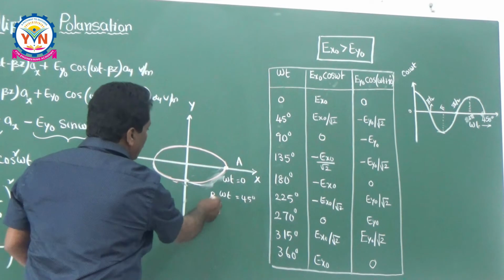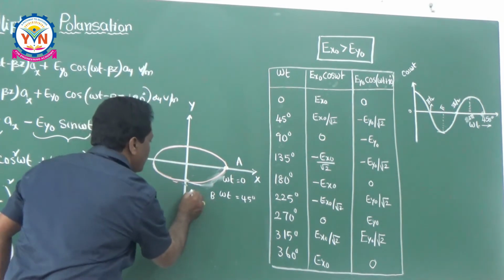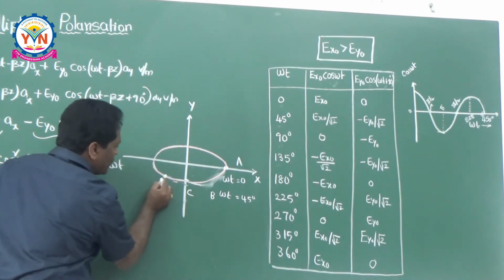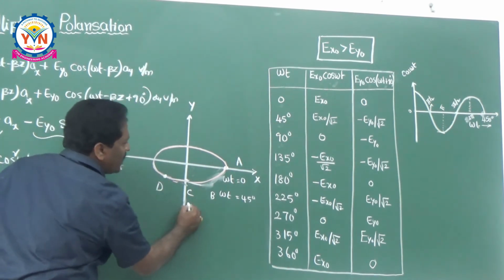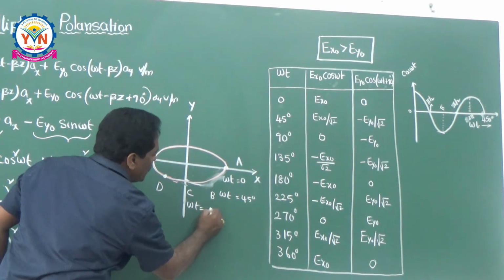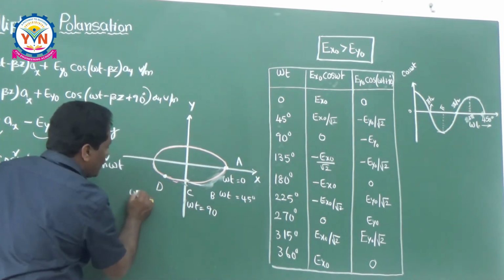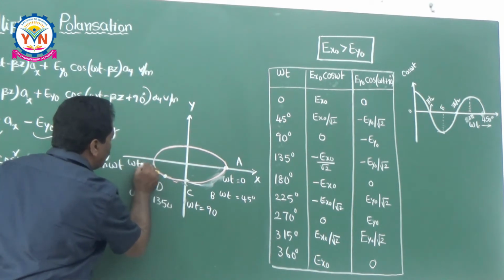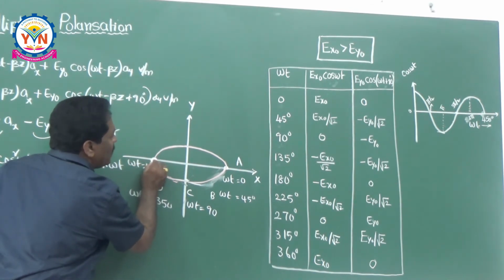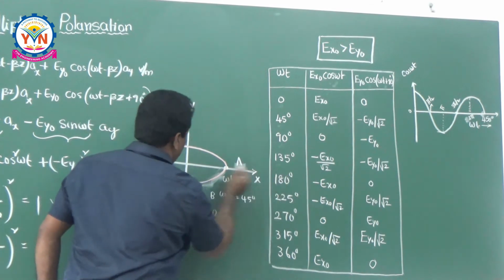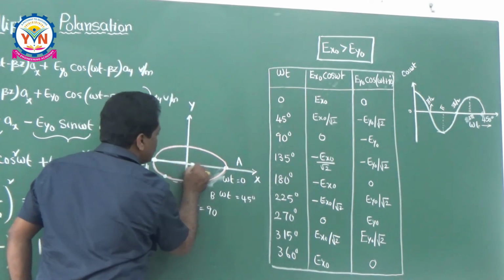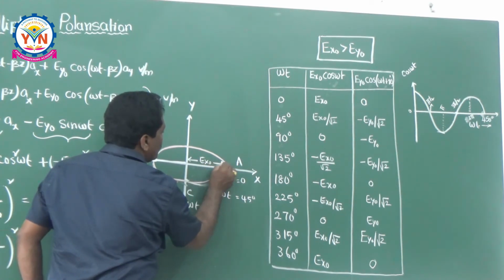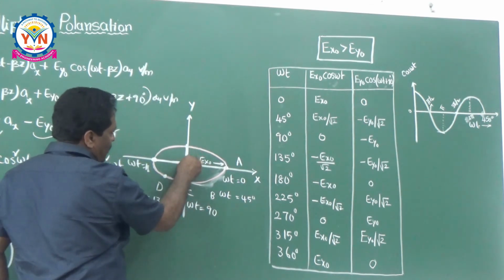So this is A and this is B and this is C. And as usual at an angle of 135 degrees, this is nothing but the point D here. Here it is omega t is equal to 90 degrees, and here it is omega t is equal to 135 degrees. This is omega t is equal to 180 degrees. At 180 you are having minus Ex naught once again. So up to this point is the Ex naught value, and this is called Ey naught.